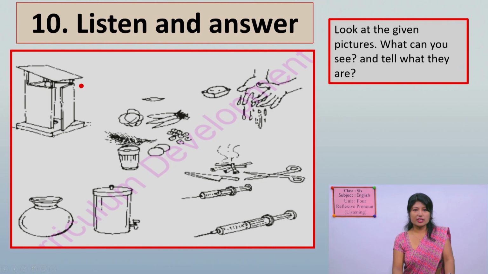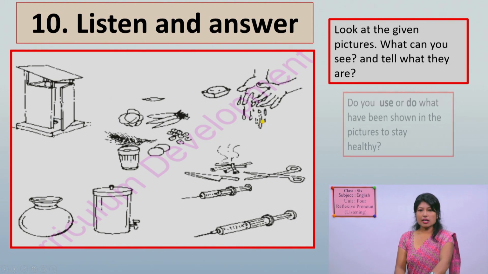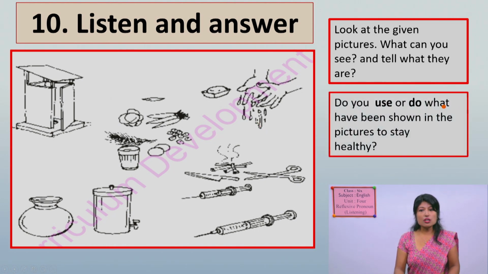It looks like a toilet, right? Toilet, and then here are some foods, and then hand, water, and here are some materials. So what can you see and tell what they are? We have to name those materials, and after that, do we use or do what they have shown in the pictures to stay healthy? Of course, yes, we use it, right?